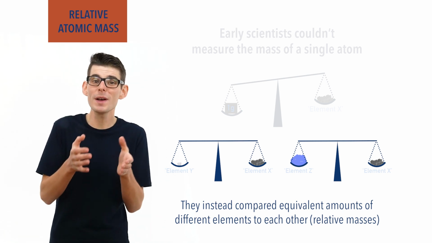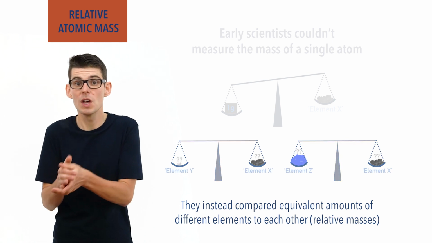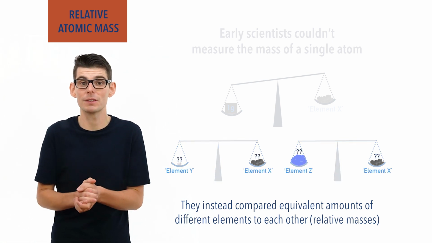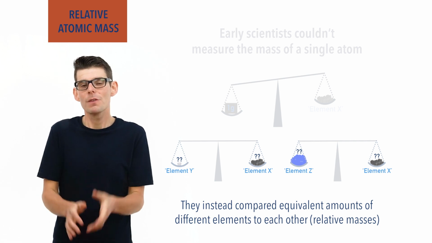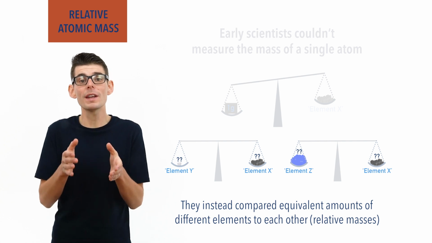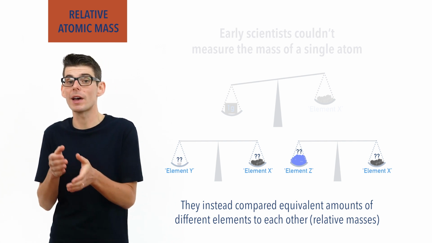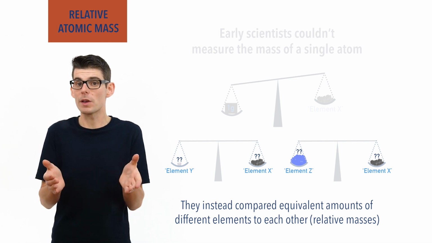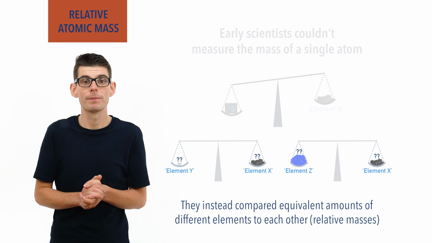However, it was always tricky to know exactly how much of each element there was when making comparisons of mass, and this did lead to some errors. For any comparison between elements to make any sense, one element has to be chosen as a standard to compare all the other elements to. The question is, what element should be used as a standard?